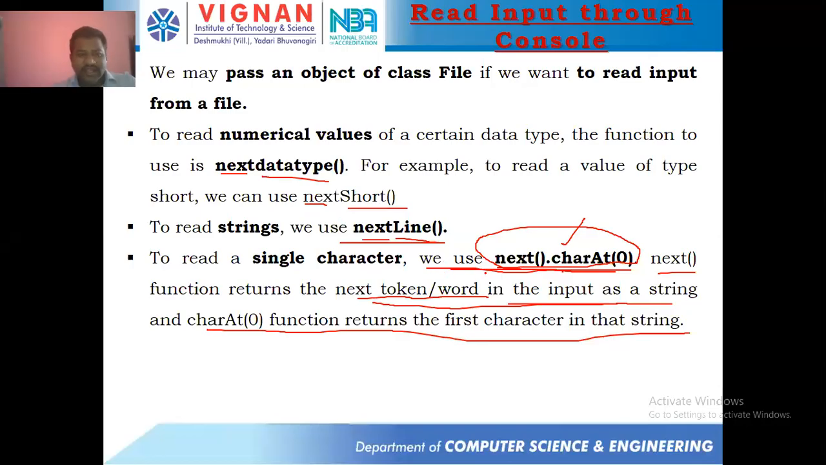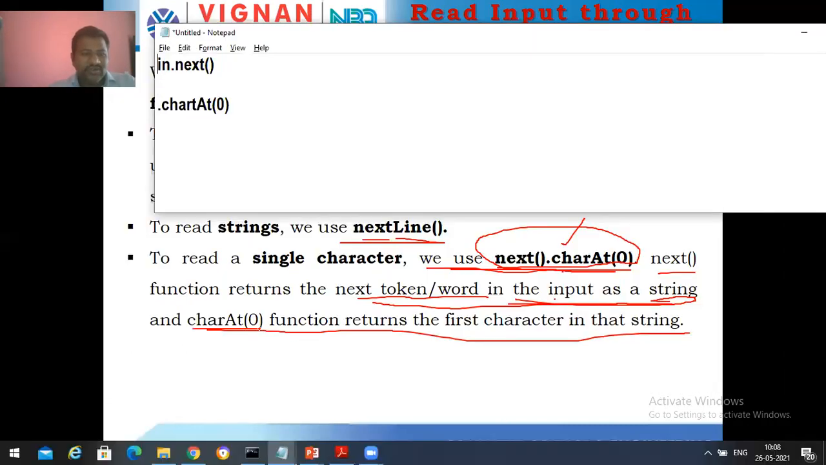So in this next means what? The next function returns the next token or next word in the input as what? A string. That means it is going to consider the next thing in the form of a string. And in that string, whatever character we enter, the first character was generated by this. That means indirectly this is going to generate a string.